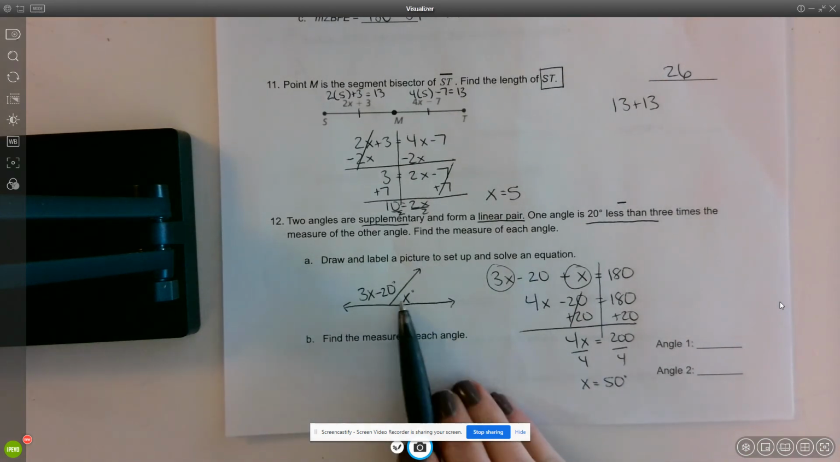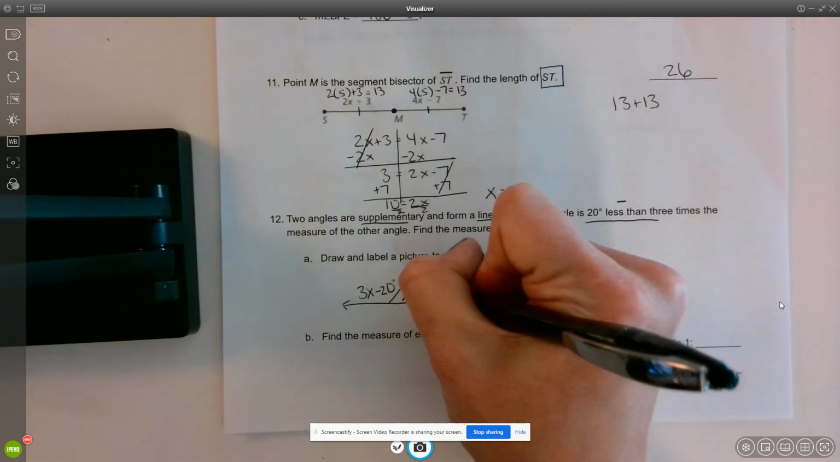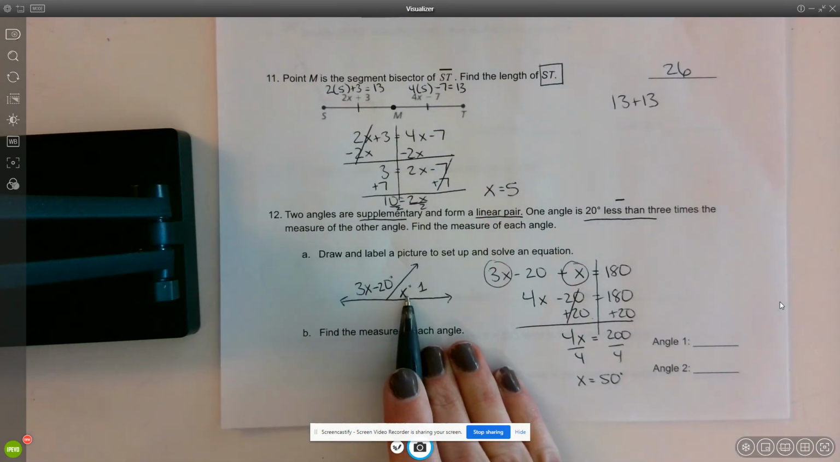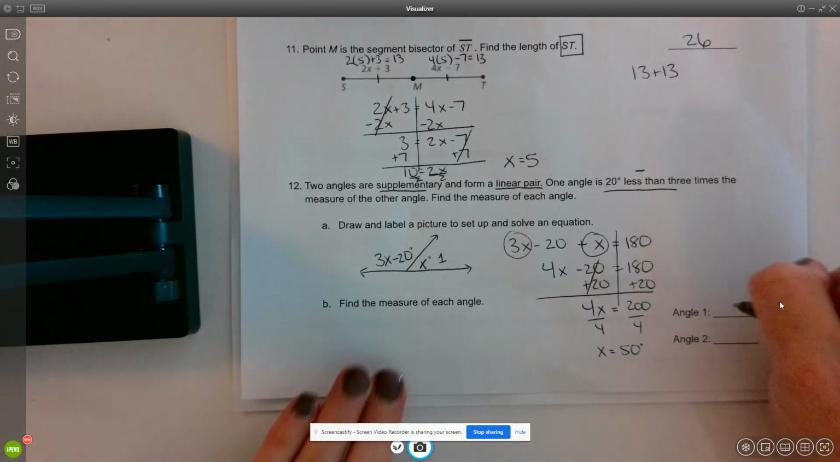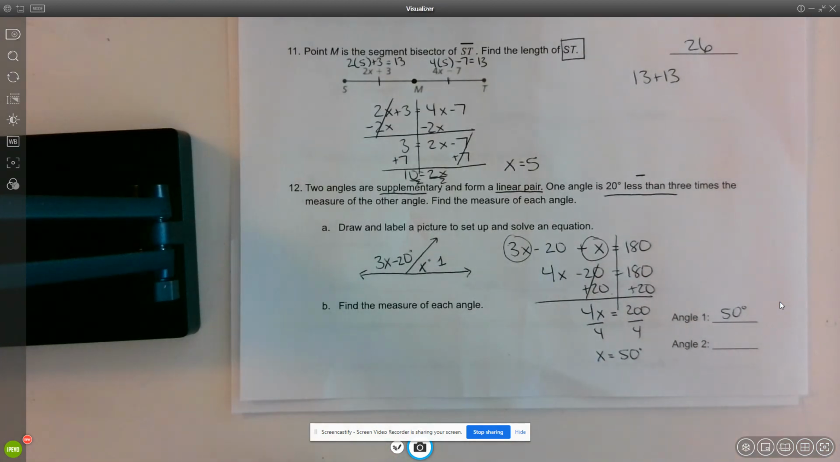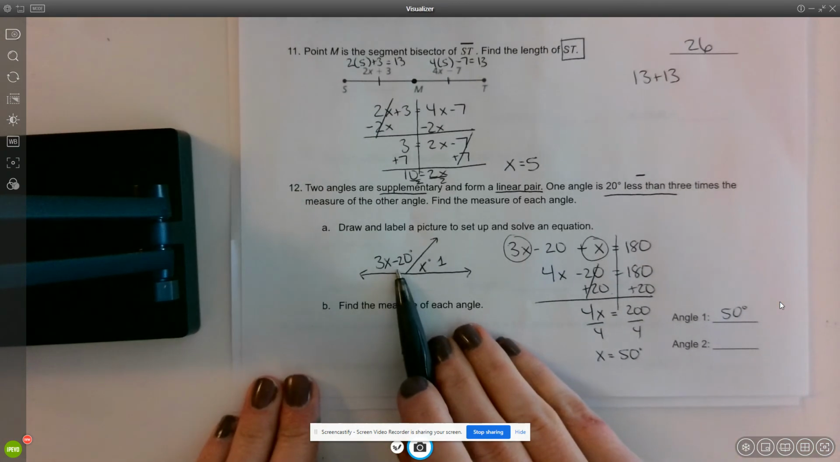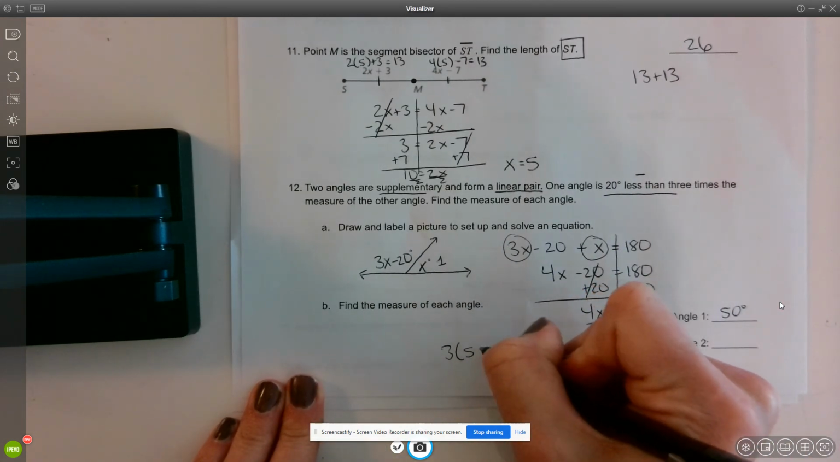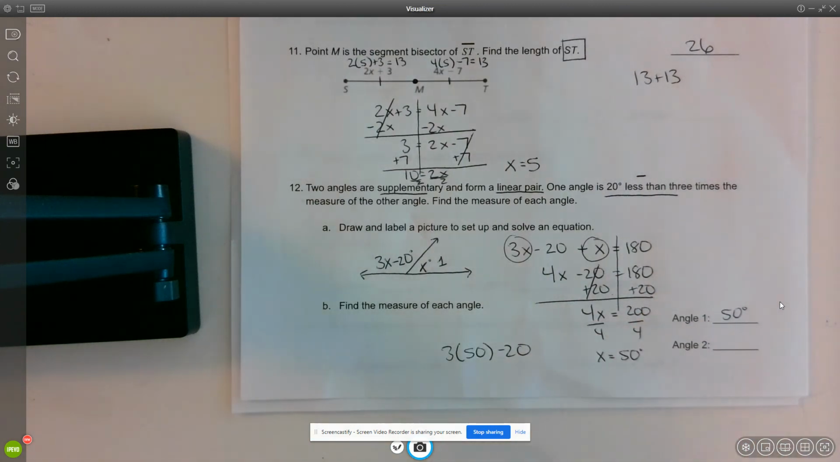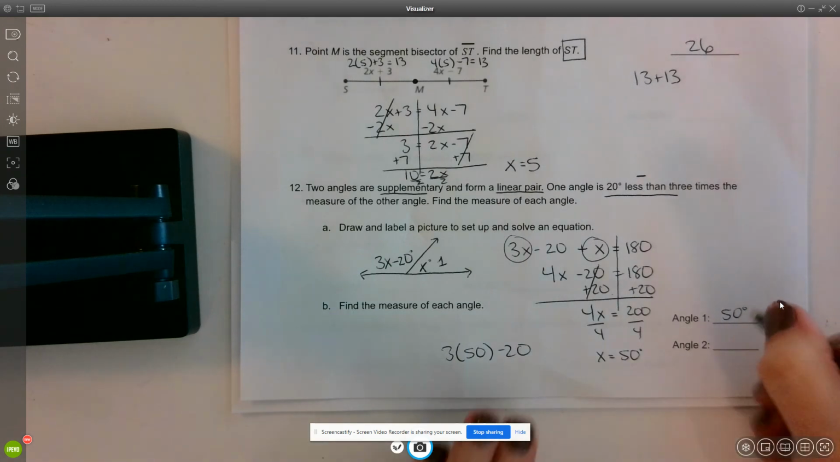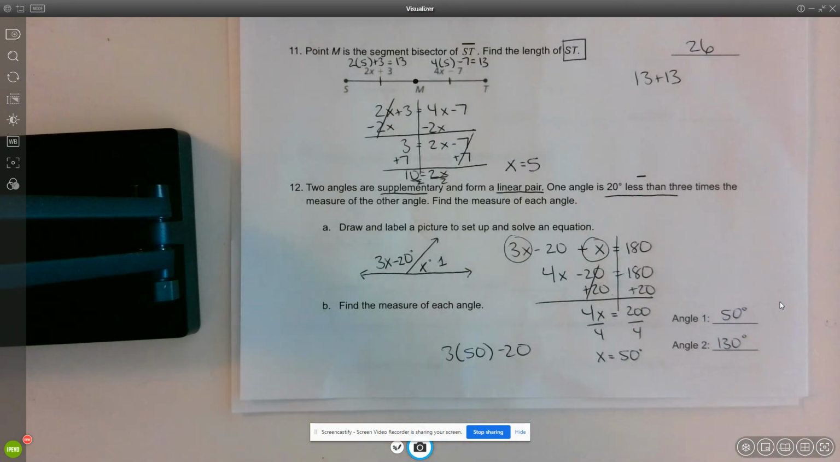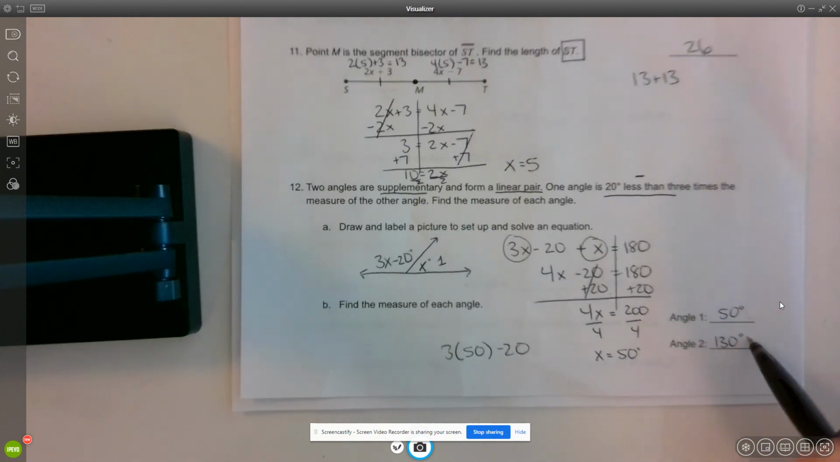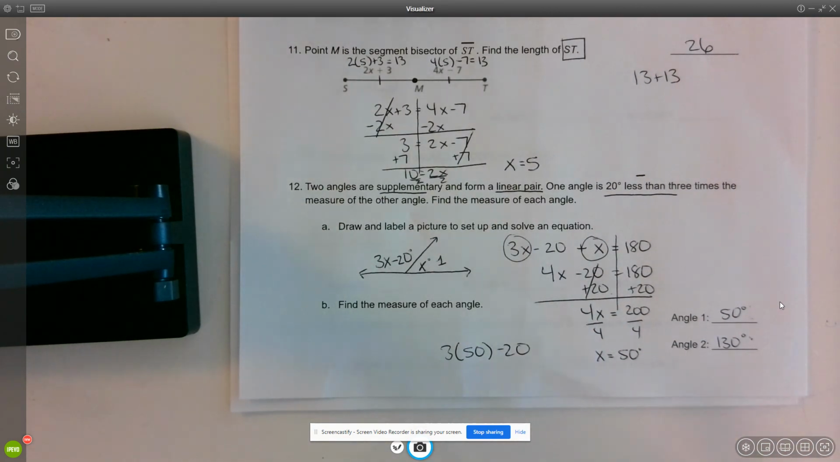So one of my angles, I'll just call this angle 1, it doesn't really matter. One of my angles was x degrees. So one of my angles is 50 degrees. To find the other angle, I need to take 50 and plug it in for x. When I plug it in, I get that angle 2 is 130 degrees. Notice that these two angles add up to 180. That's good because we know that they have to be supplementary.